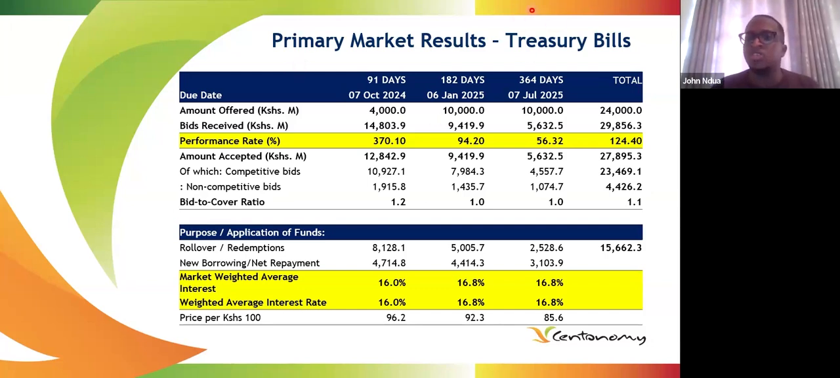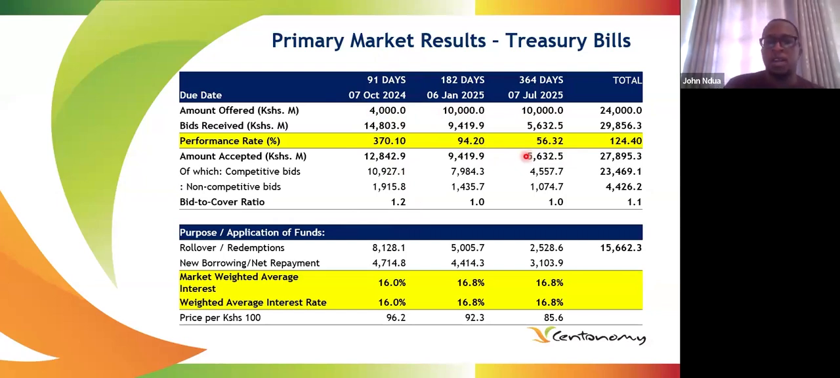So treasury bills are issued every week. So before you put your bid, you need to look at the performance of the previous weeks. And this is an example of one. So you'll see that the government wanted to collect 4 billion in the 91 day, 10 billion in the 182 day, and 10 billion in the 364 day, bringing the total amount to 24 billion. And you can see 14.8 billion was for the 91, 9.4 for the 182, and 5.6 for the 364 in terms of bids. So 91 day is more attractive to investors because they got 370% of what they wanted, and the rest they got below 100%.